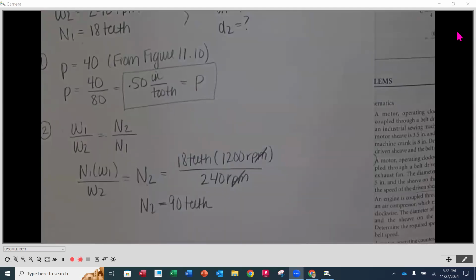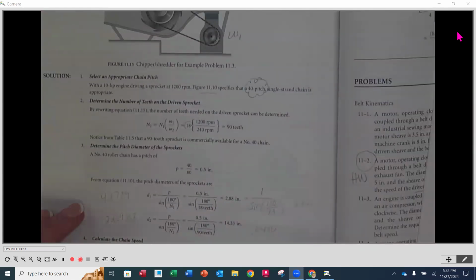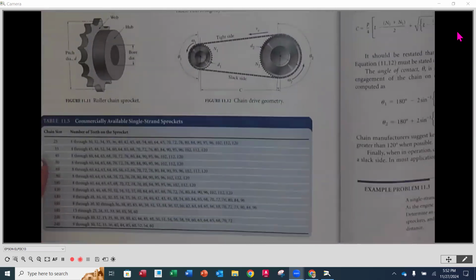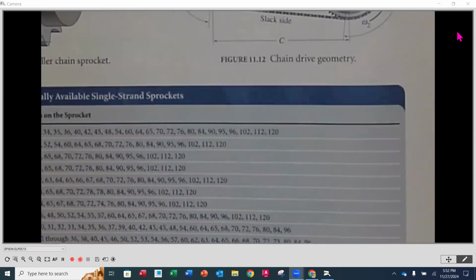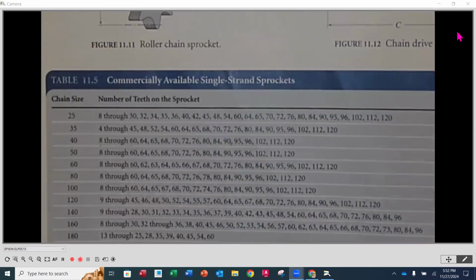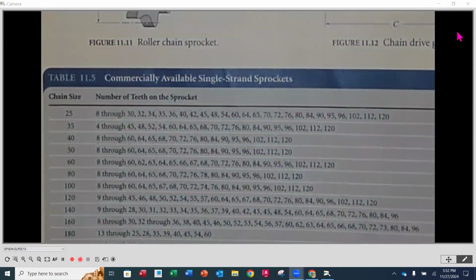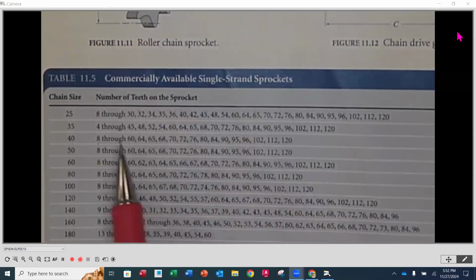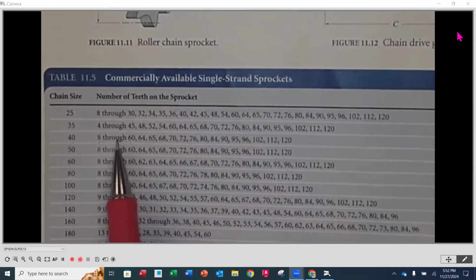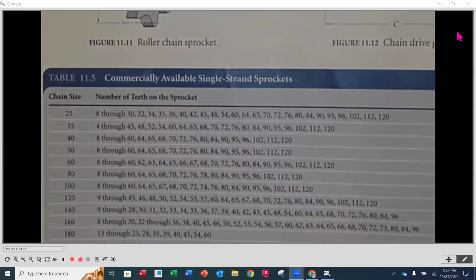Now, we do need to make sure that these are available commercially for the sprocket for a number 40 chain. So we need to go to table 11.5 down here. I'm going to zoom in here. This is the commercially available single strand sprockets. Now, if we go to the number 40 chain, it's going to list out the options on that row. So it says 8 through 60. That means for every integer between 8 and 60, they make a sprocket.